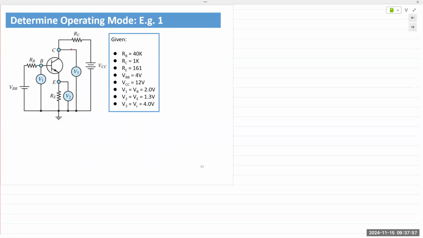VBB is given as 4 volts. VCC is given as 12 volts. V1, which is the voltage at the base, is 2 volts. This is 1.3. And this is 4 volts. The 2 and 1.3 is a clue right there. So all the voltages are given to us. All we need to do is figure out the relationships between the 3 terminals.